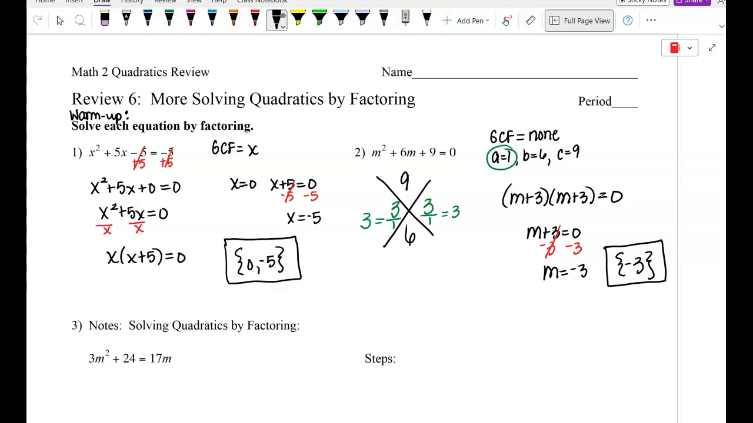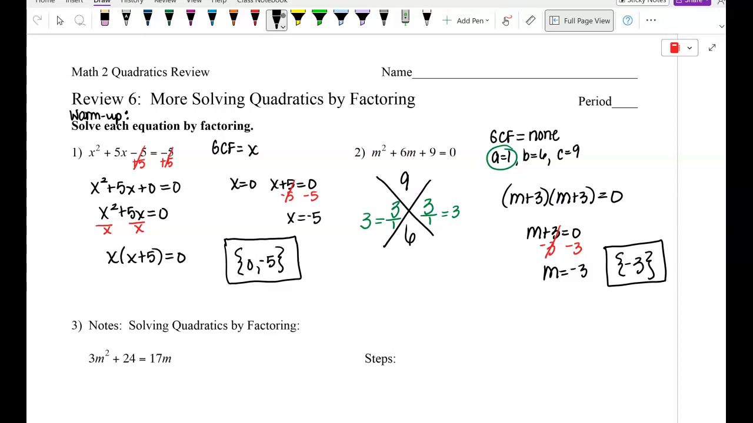Now, today you can tell by the title, more solving quadratics by factoring. It's nothing new, same steps that we did yesterday, or actually Monday. But the problems are going to get a little tougher. We're going to get an a value that might be greater than 1. Some of the numbers are a little bit bigger. They're going to take a little bit more time to find those factors.